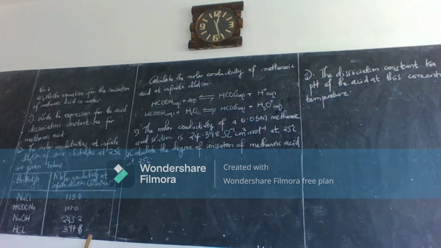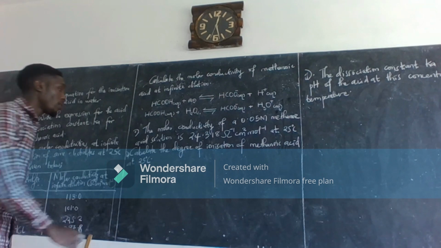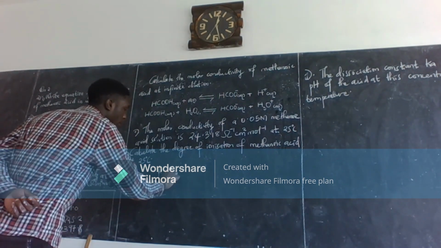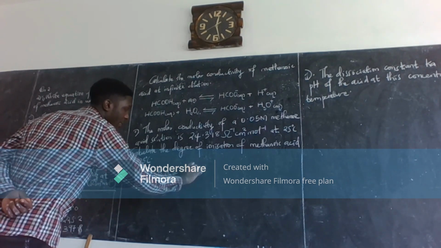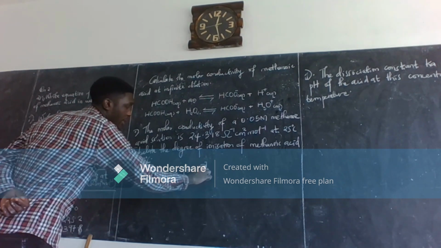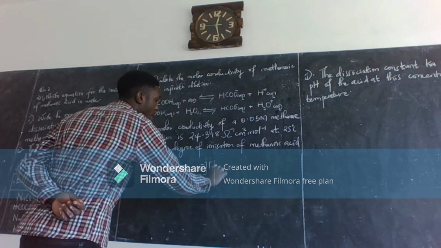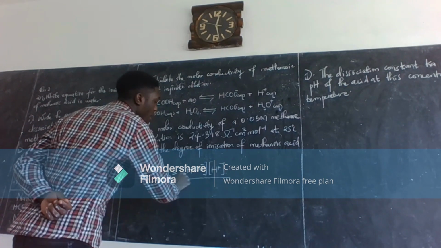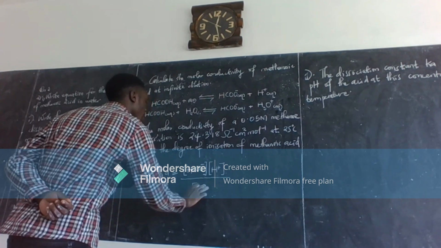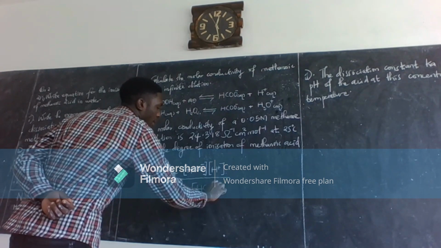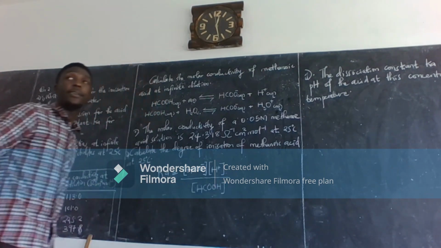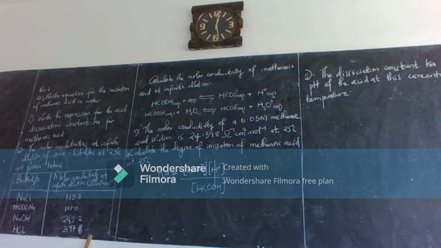Then they are saying write the expression for the dissociation constant Ka for methanoic acid. Are we there? So the dissociation constant Ka for methanoic acid will be equal to the concentration of methanoate ions times the concentration of hydrogen ions divided by the concentration of methanoic acid. Are we there?